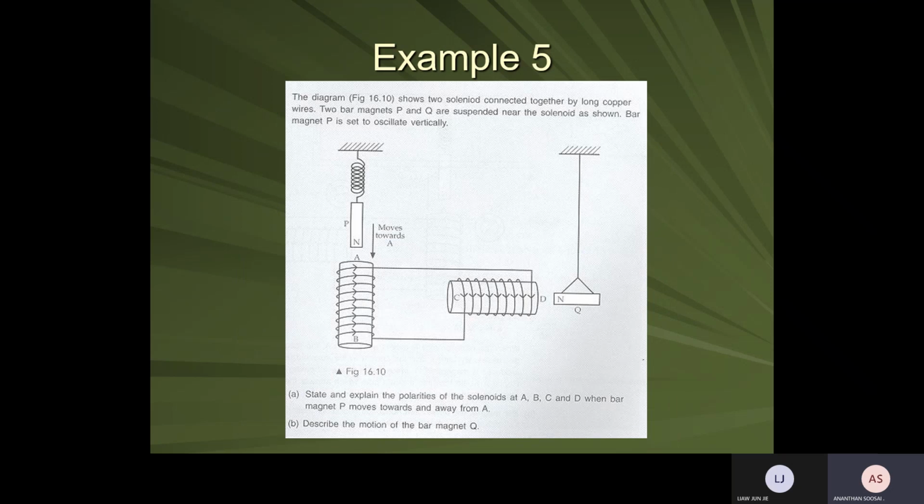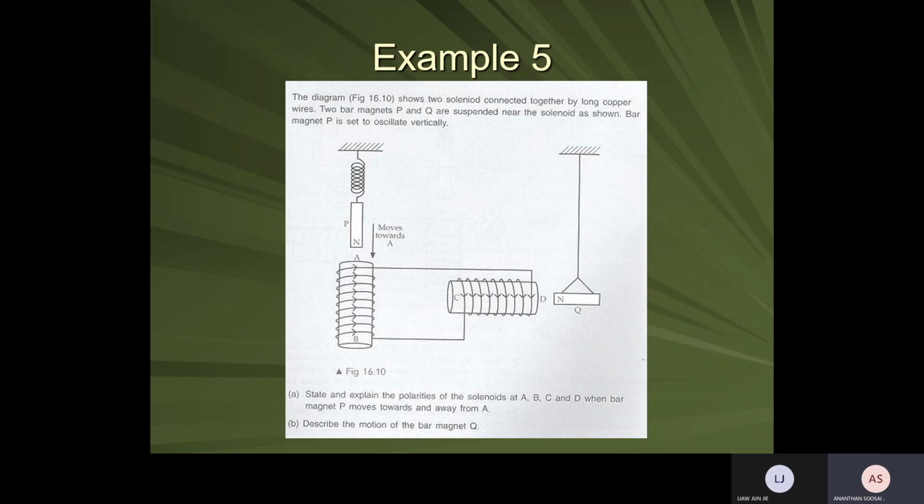So the magnet is oscillating, and this magnet will start to move. Why? Explain the polarity of the solenoid at A, B, C, and D when the bar magnet P moves towards and away from A. First, when the north pole moves towards A, what type of polarity of the magnetic field? A will be north, right?